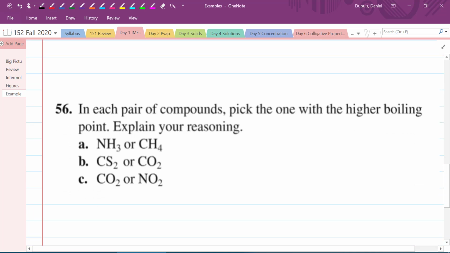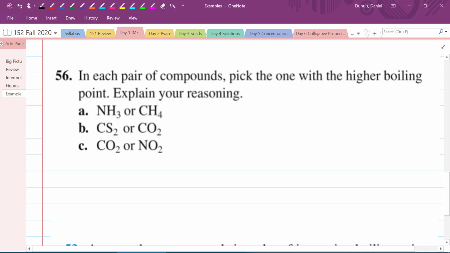Alright, 56 is the next one. With 56, pick the one with the higher boiling point and explain why. So ammonia or methane. If I look at ammonia and methane, NH3, CH4, ammonia is 17.04 grams per mole, that's 14.1 for nitrogen, and methane is 12.12, carbon's 12, so 16.05 grams per mole. So there's about 1 gram per mole difference.